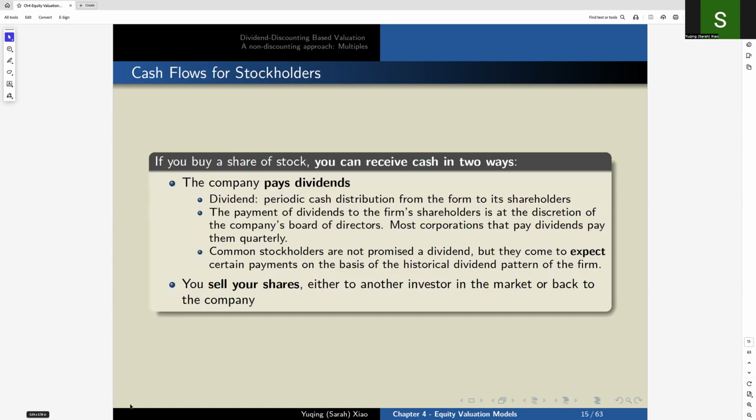So what are the actual cash flows that stockholders receive? There are two ways you make money from holding a share. The first way is you may receive dividends, which are periodic cash distributions approved by the company's board. These are not guaranteed, but firms with stable dividend histories create shareholder expectations. Second, you may sell the stock, either to another investor in the secondary market or back to the company through buybacks.